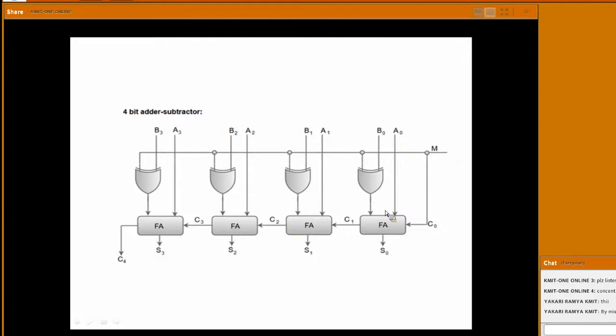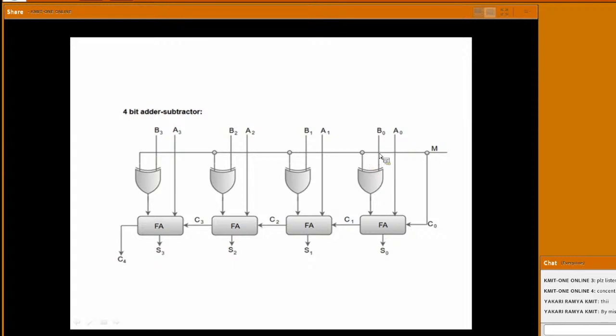Since the XOR gate output is given as an input to the full adder, you need to provide some inputs to your XOR gate. What are those inputs? One input to the XOR gate is the direct input, that is, the bits of the register B. B0 is one input to the first XOR gate, then B1, B2 and B3. So, one input to the full adder is the bits of the register A, and the second input to the full adder is the output of the XOR gate.